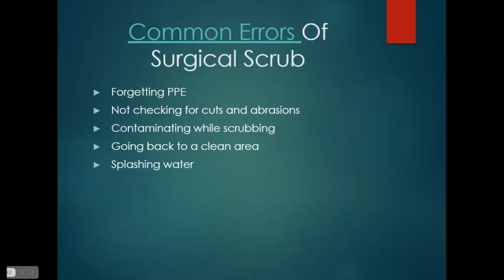Common errors of the surgical scrub: forgetting PPE, not checking for cuts and abrasions, contaminating while scrubbing, going back to a clean area, and splashing water. All these were mentioned before. Again, if you notice in the middle of the scrub that you do not have your goggles on and there's nobody around to help you put them on, we would tell our students, completely stop your scrub, dry your hands, put it on, or anything that you may have forgotten, and then start all over again from the beginning.